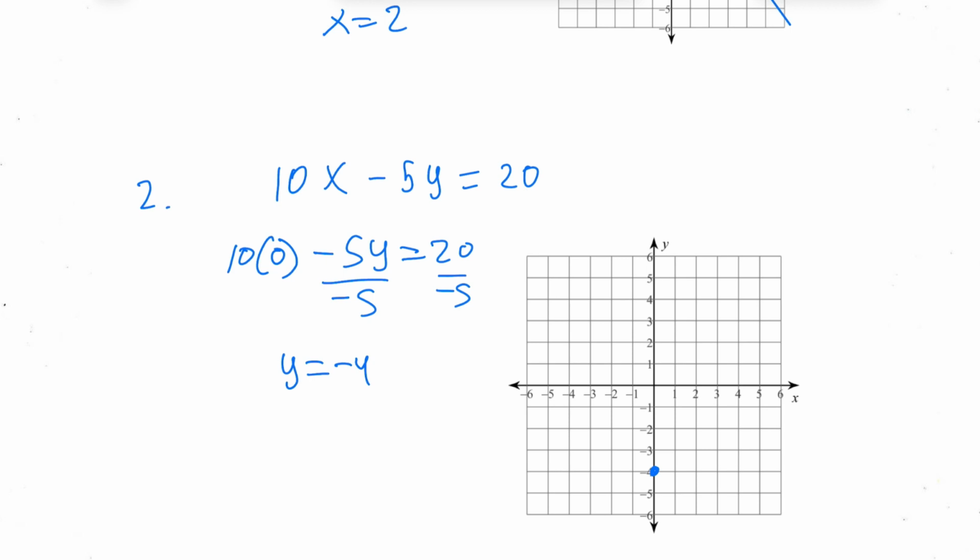And now if we plug in 0 for y, we'll get that 10x is equal to 20. So we're dividing by 10, we'll get that x is at 2. So the x-intercept is here at 2. And again, we're just going to connect the points. And we have a graph.